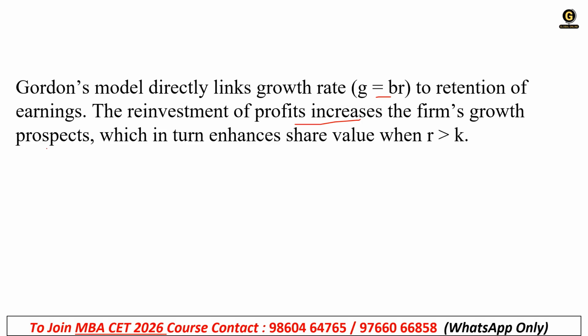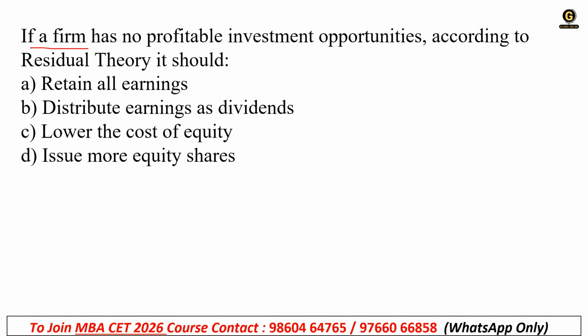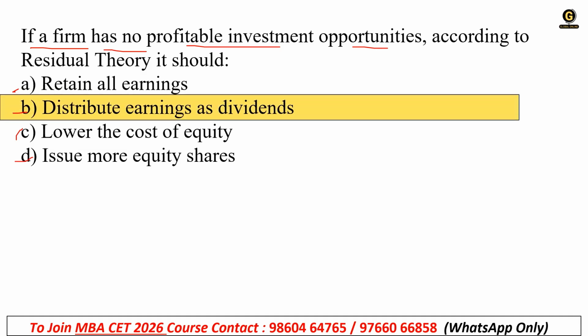Clear? If a firm has no profitable investment opportunities, according to the residual theory, it should: A. Retain all earnings. B. Distribute earnings as dividends. C. Lower the cost of equity. Or D. Issue more equity shares. According to the residual theory, it should distribute earnings as dividends. First they should distribute the earnings as dividends, right?